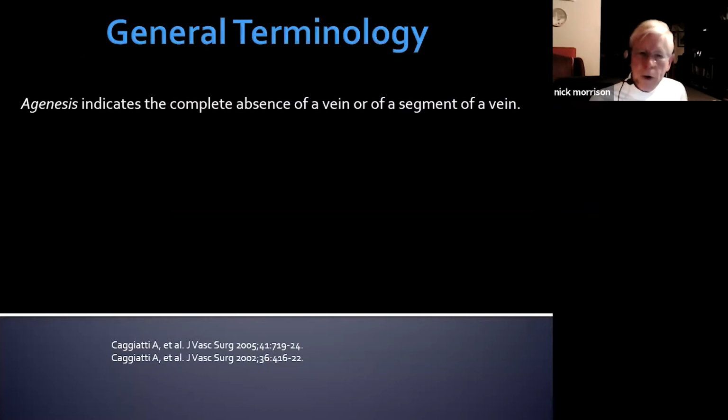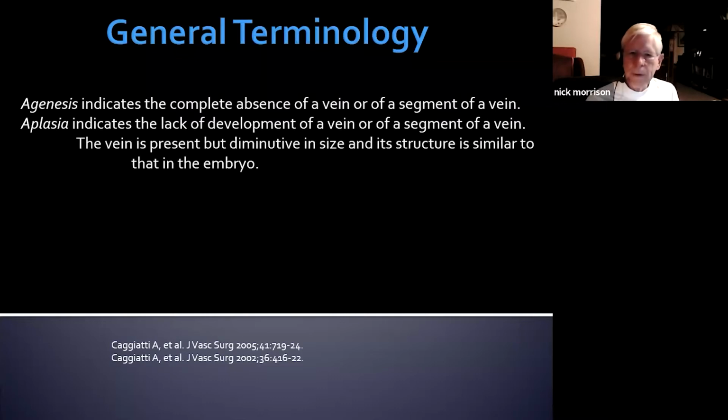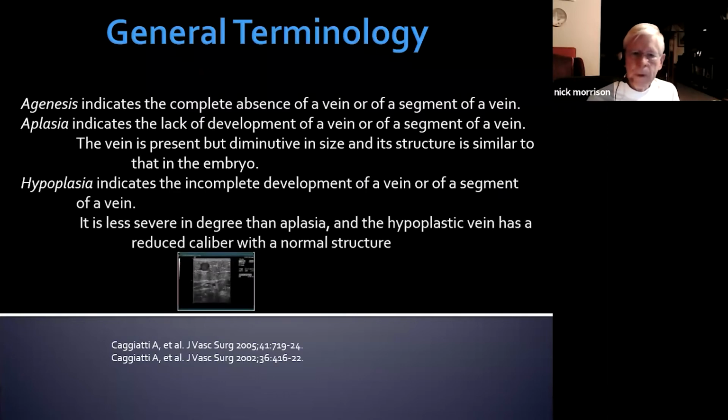So a bit about terminology. Agenesis means complete absence of a vein or a vein segment. Aplasia indicates the lack of development of that vein or vein segment. The vein is present, but it's quite small in size, and its structure is similar to that in the embryo. Hypoplasia indicates the incomplete development of the vein or a segment of vein. It's less severe in degree than aplasia, and the hypoplastic vein has a reduced caliber with a normal structure.